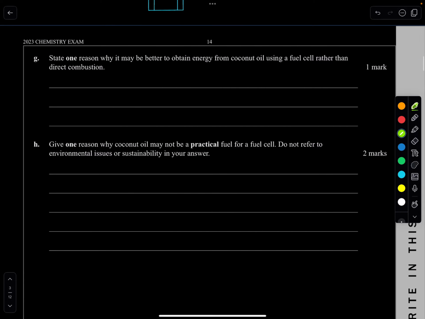Question G. State one reason why it may be better to obtain energy from coconut oil using a fuel cell rather than direct combustion. Oh my god, this is fun and easy. Remember, fuel cells are very efficient, approximately 80% efficient. Their main energy conversion is chemical to electrical. Of course you have some thermal, but that's 10-15%. So not a lot of wastage in terms of energy.